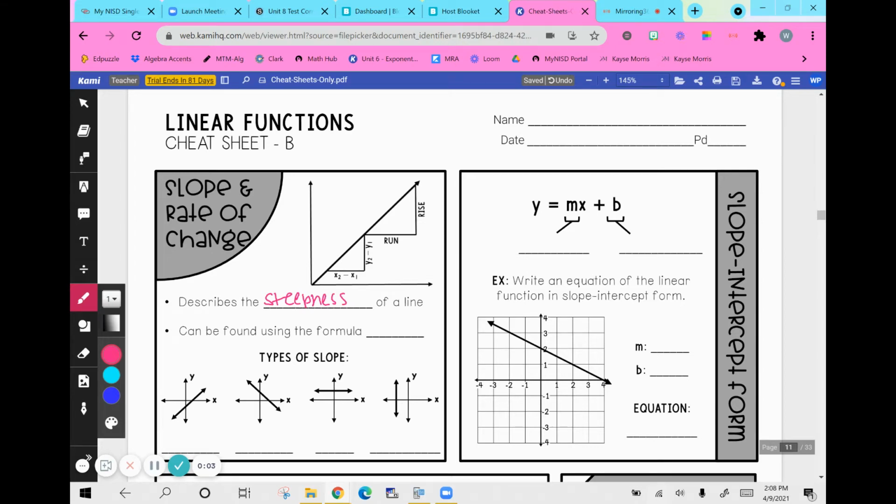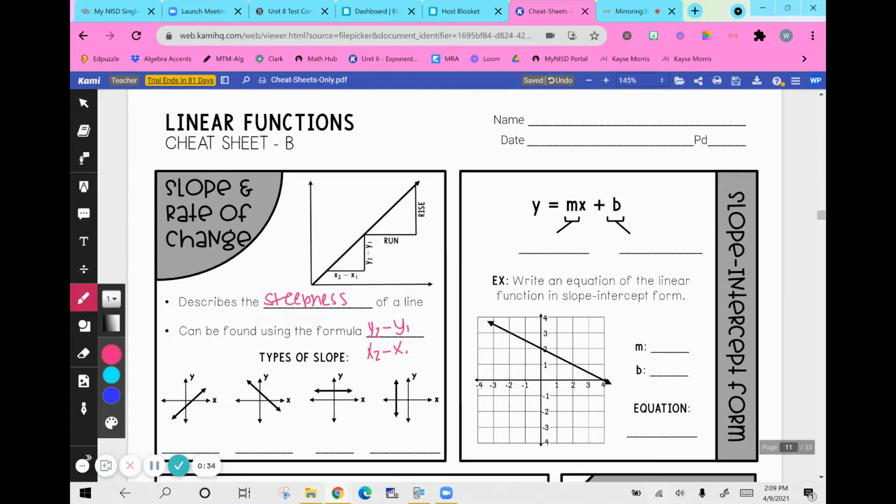Today we're going to be talking about linear functions and all the things that you need to remember as you move into testing time. The first thing when we're talking about linear functions that we want to remember is slope and rate of change. So slope describes the steepness of a line, and it can be found by using the formula y sub 2 minus y sub 1 over x sub 2 minus x sub 1. And so that's also, you could say rise over run.